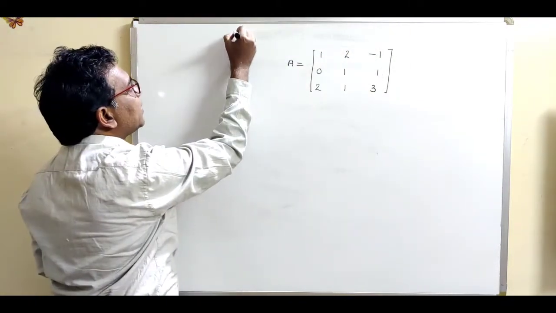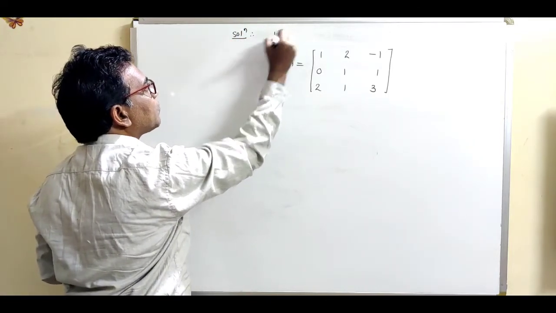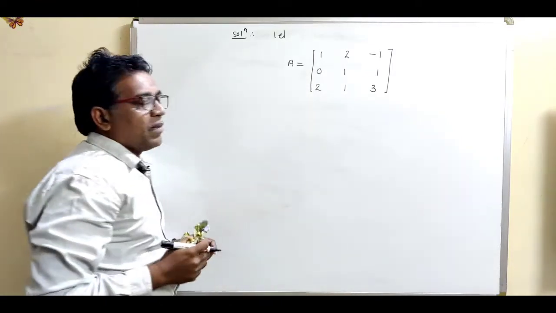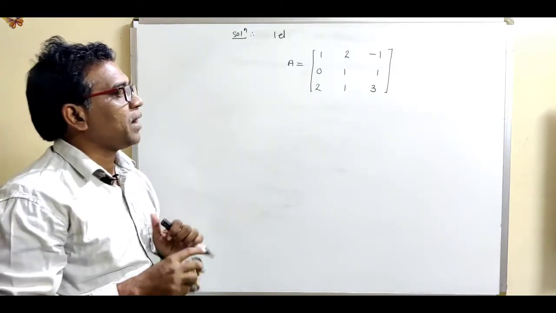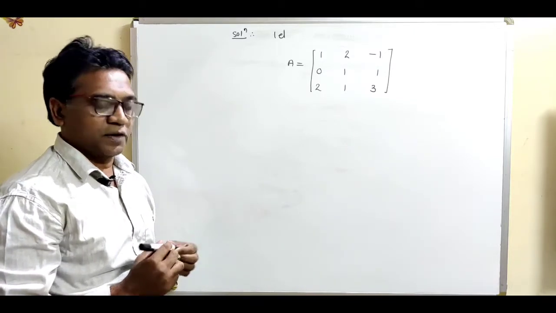So write down the same matrix. So this is the solution. Write down the given matrix. A is equal to matrix 1, 2, minus 1, 0, 1, 1, 2, 1, 3.